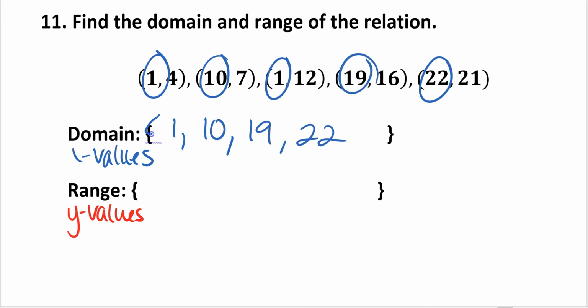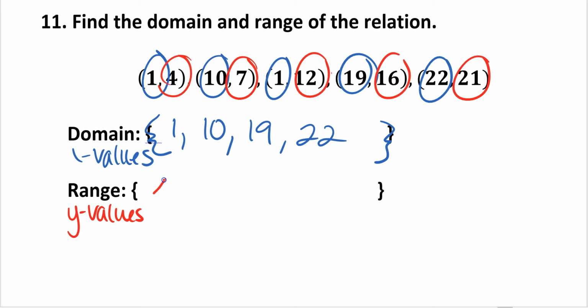So that's in our set of numbers here. They're inside those curly brackets. And then for the range, it's all of our y values. So we have 4, 7, 12, 16, and 21. So we'll just list those numbers, and there you have it.